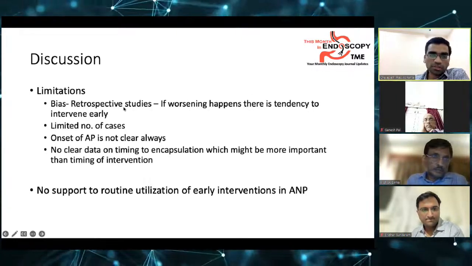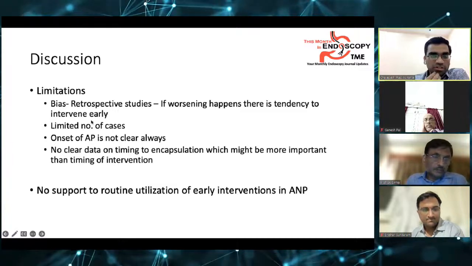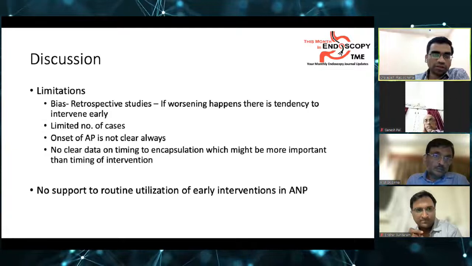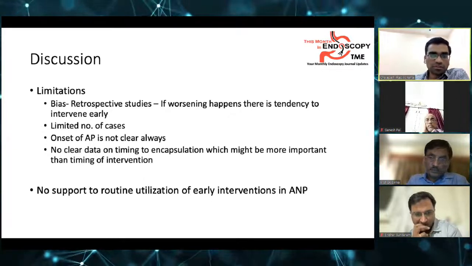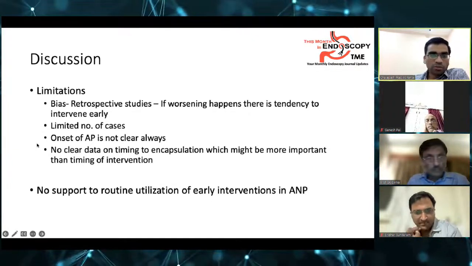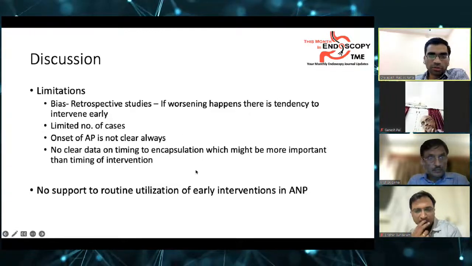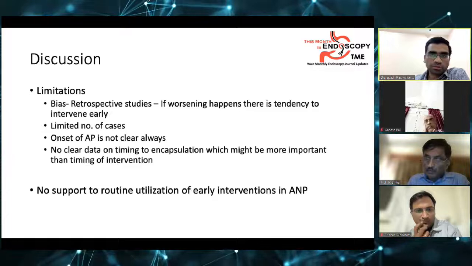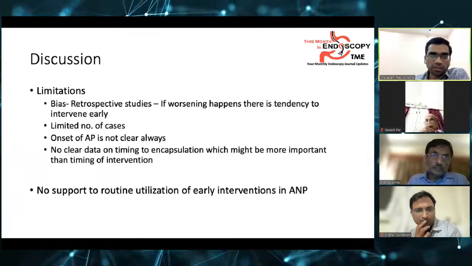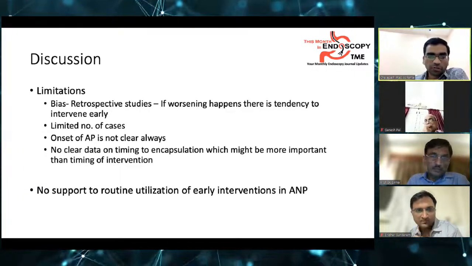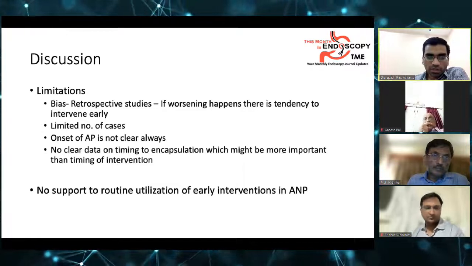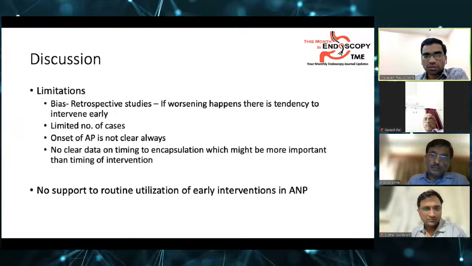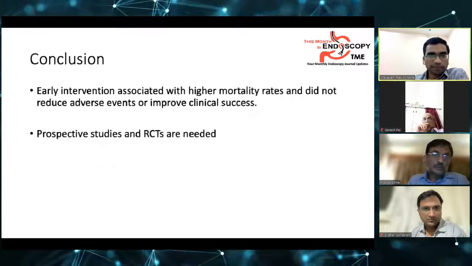So this is the bias, and this is the drawback of retrospective studies. There are a limited number of cases, and the onset of pancreatitis is not always clear, as I have discussed in the introduction part. Also, there is no clear data on the timing to encapsulation, which might be more important than the timing of intervention, because in certain cases we can see that encapsulation has happened even after the third week. So currently there is no support for routine utilization of early interventions in acute necrotizing pancreatitis.